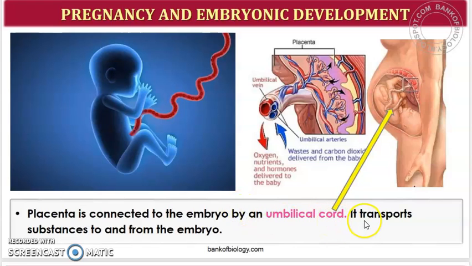Okay, and this transports substances to and from the embryo. It is through this pathway that the necessary substances are transported to the fetus or the embryo, and from the embryo also. You can see it here. They have an umbilical vein and umbilical arteries, which help to carry waste and carbon dioxide delivered by the baby. The vein also helps in carrying oxygen, nutrients and hormones which have to be delivered to the body, right?